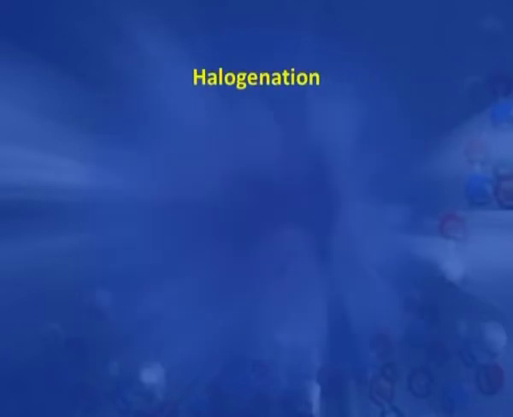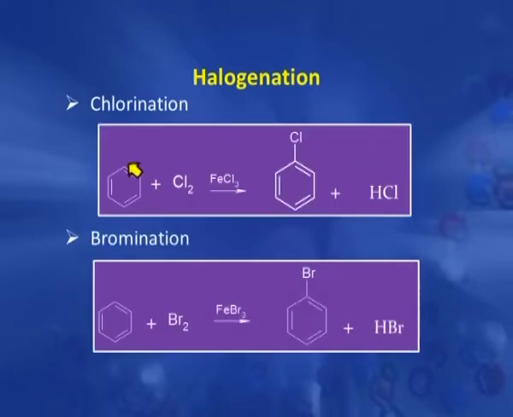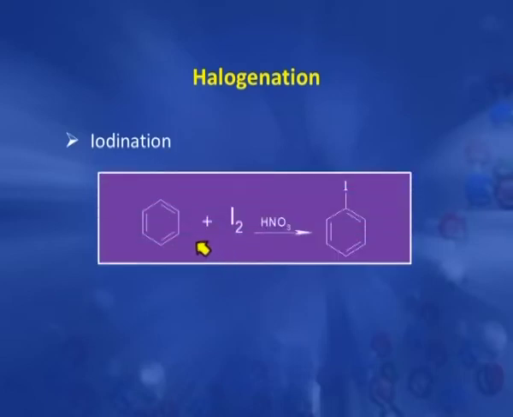Now, next reaction is halogenation. In halogenation, we can have chlorination. For chlorination, benzene reacts with chlorine in presence of a Lewis acid ferric chloride and gives chlorobenzene and HCl. For bromination also, benzene reacts with bromine in presence of a Lewis acid ferric bromide to give bromobenzene and HBr. And for iodination, because iodine is very less reactive, it needs the assistance of an oxidizing agent nitric acid to give iodobenzene, but this reaction is very slow.